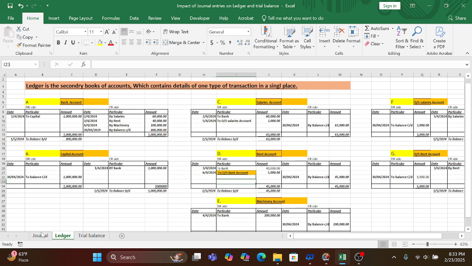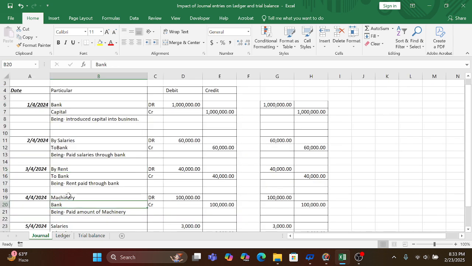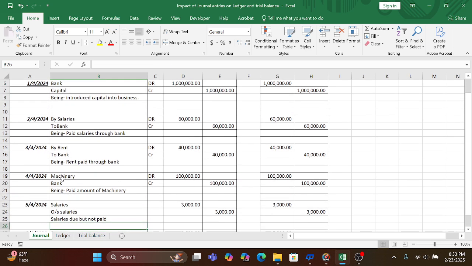Then the next entry is, we have purchased a machinery. So in that case our money is going, so money will be credit. When our money is coming, it will be debit, and when it is going, it will be credit. So in that case our entry will be machinery account debit to bank, and this is called a debit side, that is a "by" side.